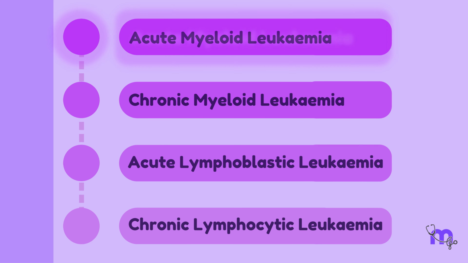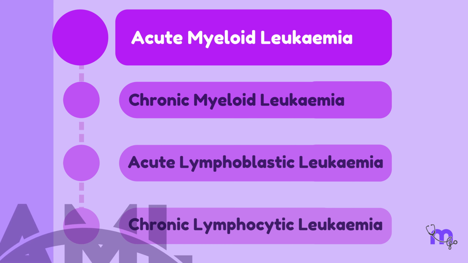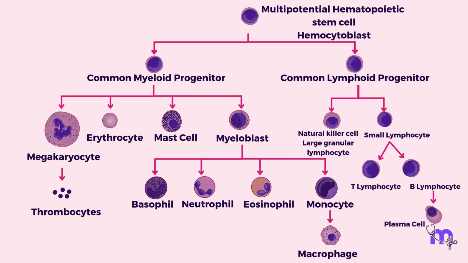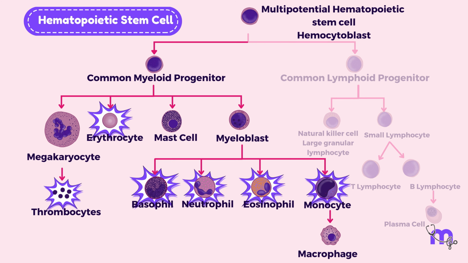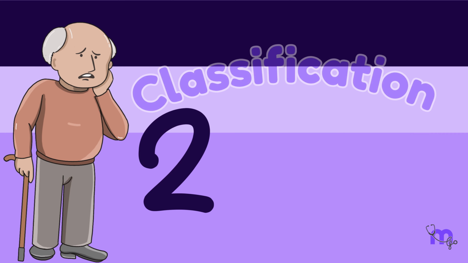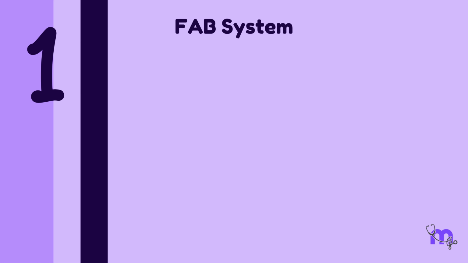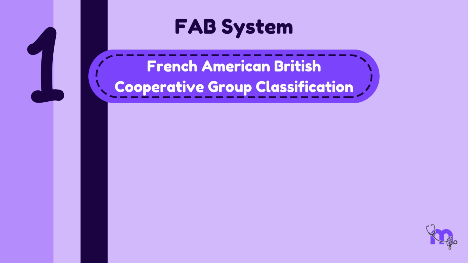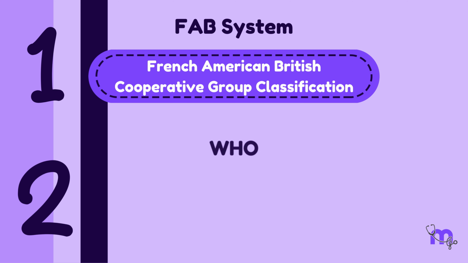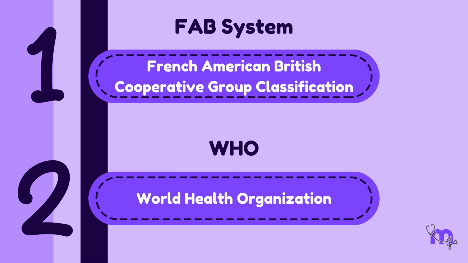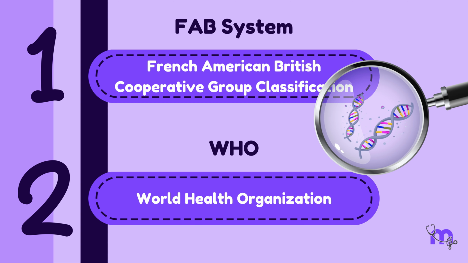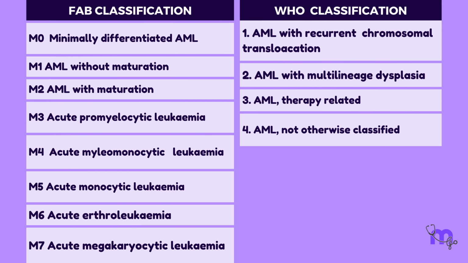This video is all about acute myeloid leukemia or AML. It is a malignancy of the hematopoietic stem cell which forms blasts of the myeloid lineage. It more commonly affects the elderly. Two classification systems help us understand this disease better. The first being the FAB system, French American British Cooperative Group Classification, which is based on morphology. And second, the WHO, World Health Organization Classification, which is based on genetics, cellular lineage, and maturation. Feel free to take a snapshot.